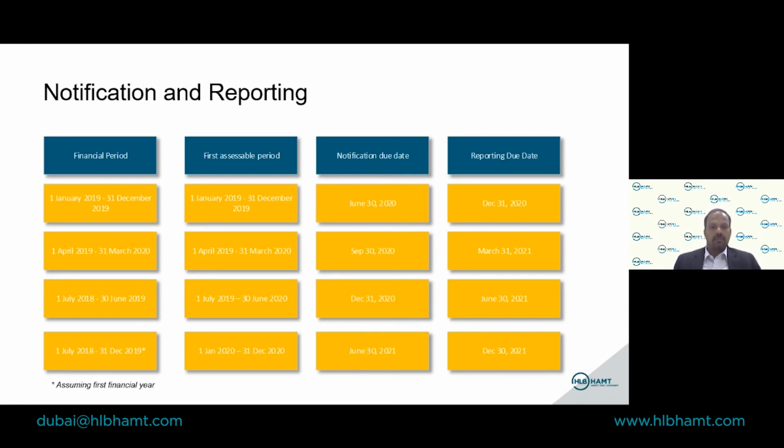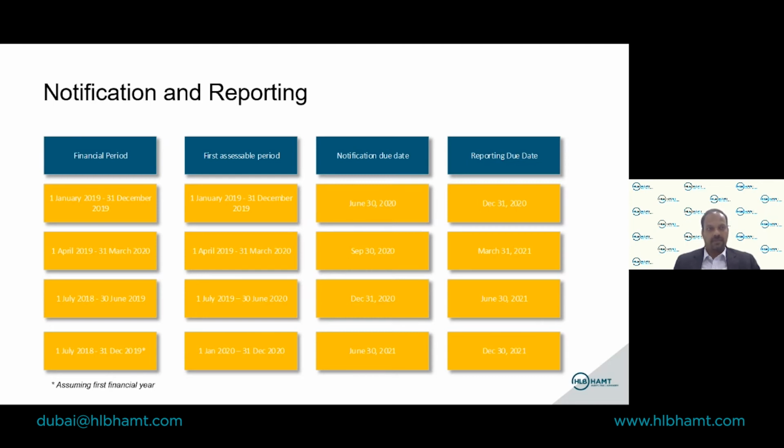Notification. See, these are mostly about deadlines. We were clear on deadlines earlier, but there were still some gray areas on deadline dates, and it's more clarified now. Basically, the table has been split into financial period, assessable period, notification due date and reporting due date. Four sections. If you see, the financial period is always 1st January 2019 to 31st December 2019, or it can be 1st April 2019 to 31st March 2020, or it can be any financial year starting on or after 1st January 2019. That was the understanding. So that remains the same.